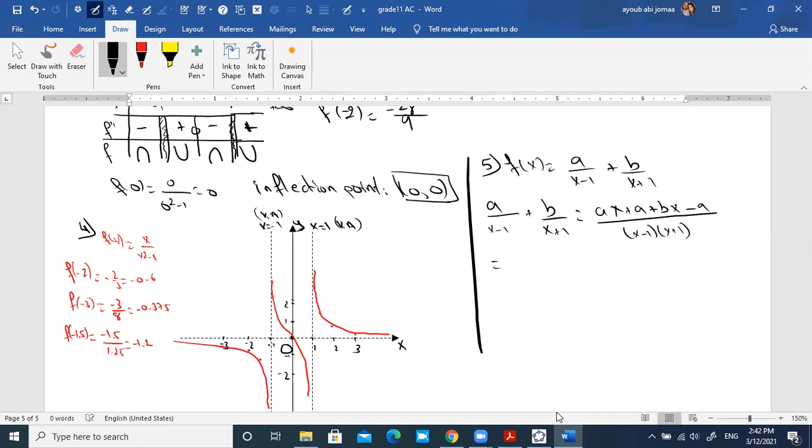Which is equal to, taking common factors here, a plus b times x plus a minus b, all over x squared minus 1.